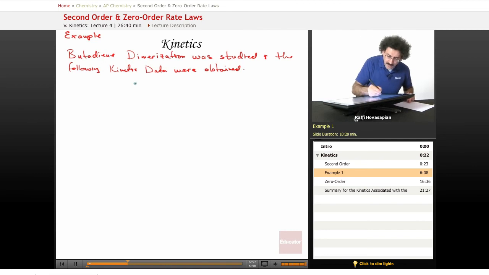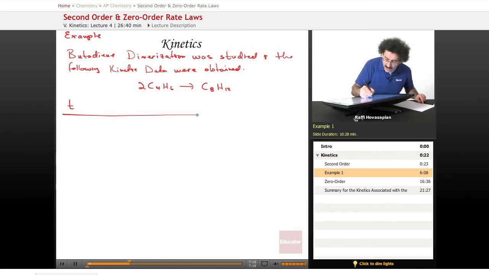Okay, so let's go ahead and write out the formula. 2C4H6 turns into C8H12. Okay, so now we have our time value. I'm going to go ahead and write it as one big plot. So our time value, we have our concentration of C4H6, which is our reactant.